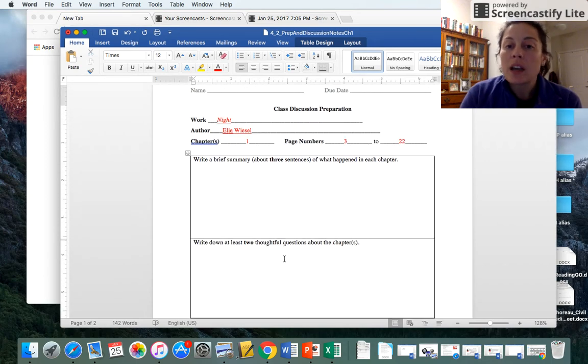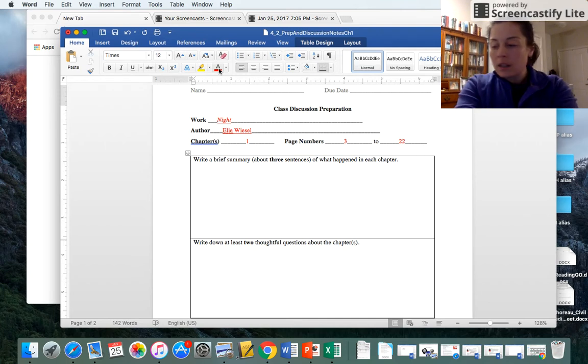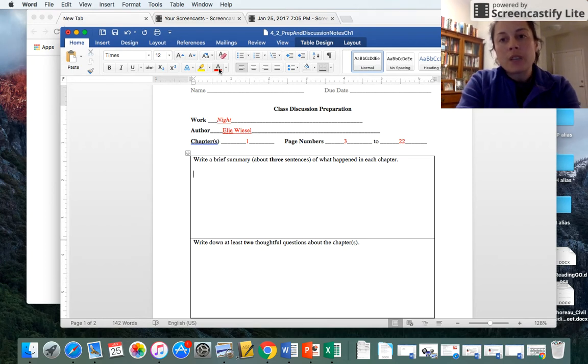So now to actually apply that to chapter 1 of Night by Elie Wiesel. So first, I just need to write a brief summary. And this doesn't need to be super formal. It's just to clarify for yourself what happened. So I'm going to start. If I look back at my text, I see the first maybe handful of pages are about Moishe the Beadle. And he kind of reveals some stuff about Elie in terms of how Elie is a very religious youth.